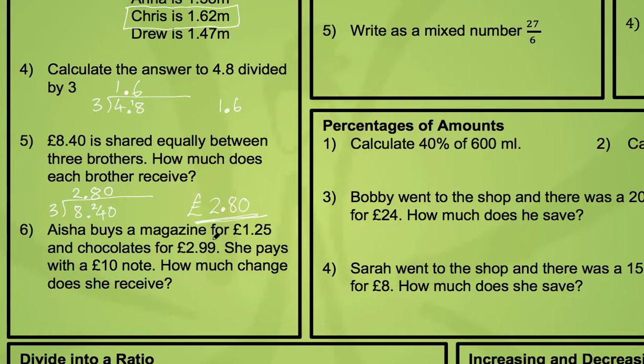Aisha buys a magazine for £1.25 and chocolates for £2.99. She pays with a £10 note. How much change does she receive? So let's add the two things that she spends together.